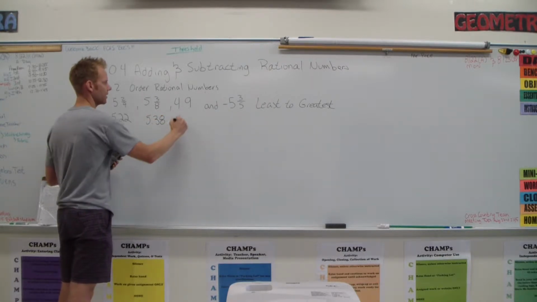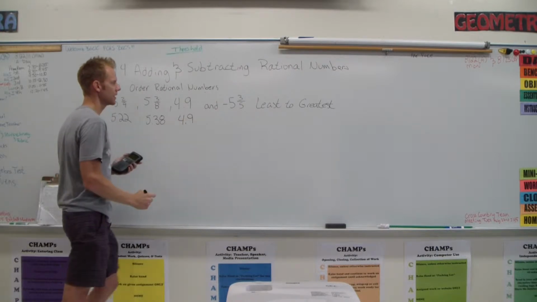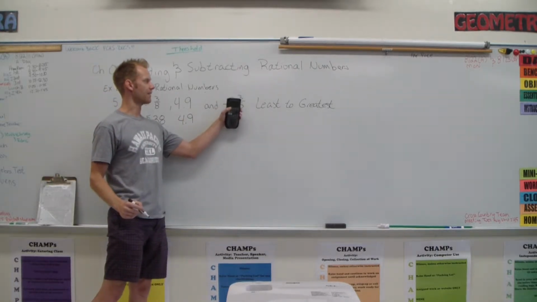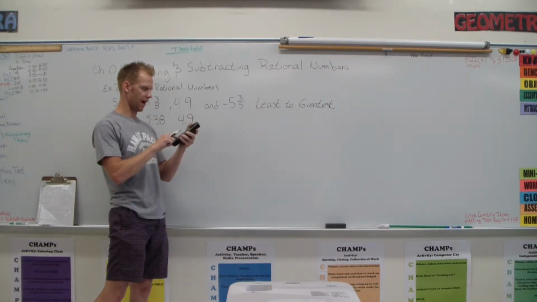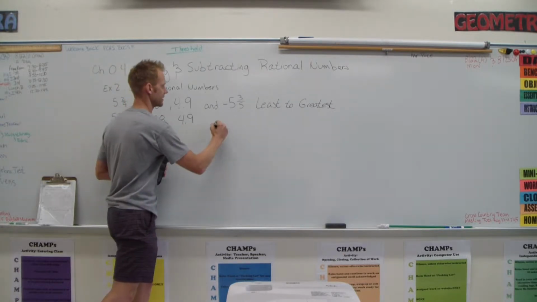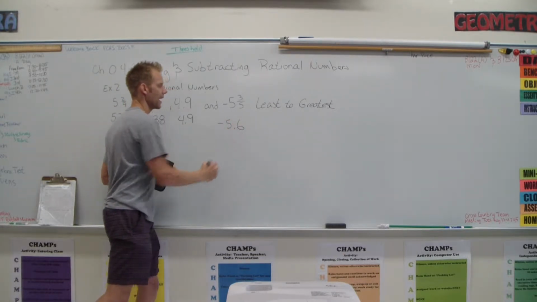0.38. 4.9, nothing changes. And then we have negative 5 3/5. We take 3 and divide it by 5, you get 0.6. And now we have our numbers.